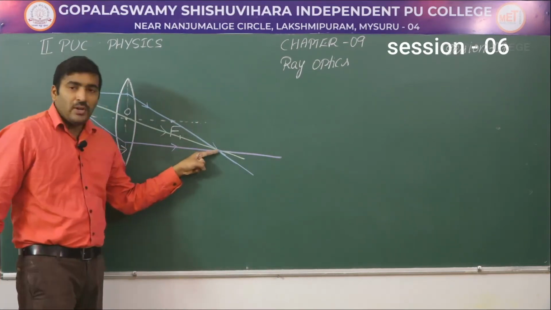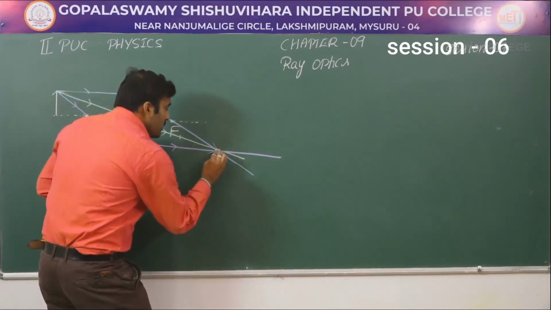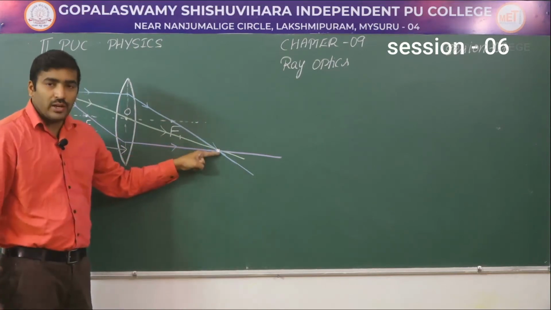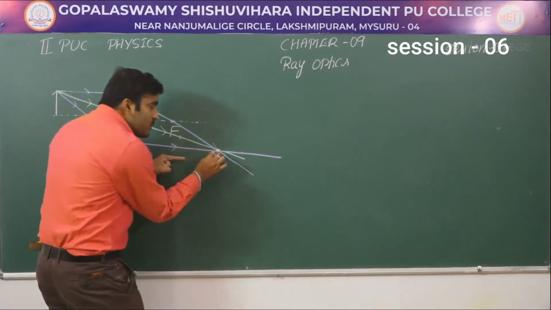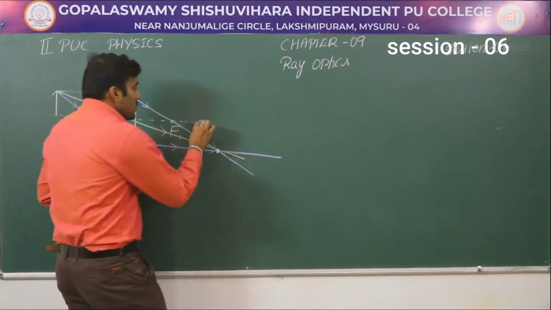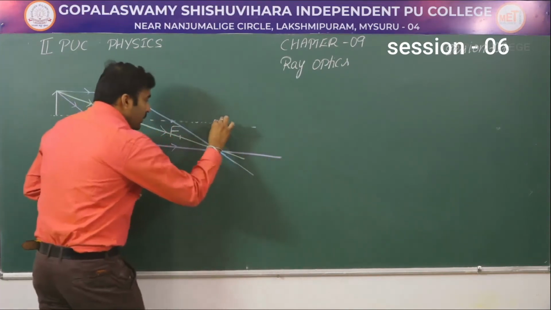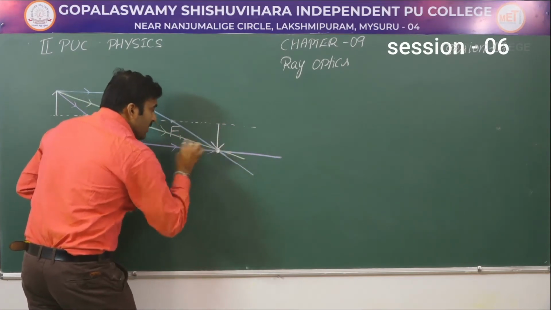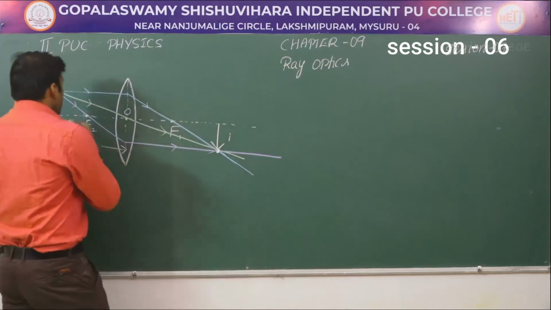Now if you see at this point, what is happening? The three refracted rays from different directions are joining together. So at this point, the image of this object will be formed. If you draw a line perpendicular to the principal axis, this happens to be the image.